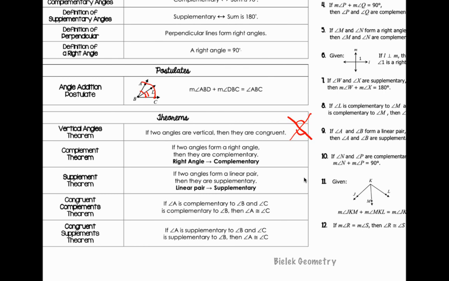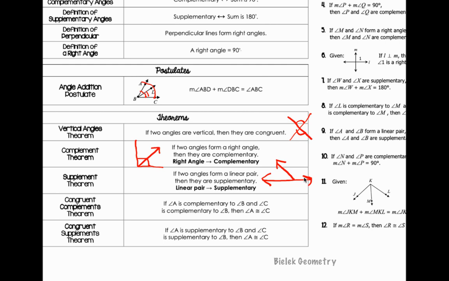Complement theorem. If two angles form a right angle, then they are complementary. So meaning they add up to 90. Supplement. If two angles form a linear pair, then they are supplementary. So just remember, if we have two angles like this, they add up to 180. And for the complement, if we have two angles like this, and we know the whole thing is 90, they add up to 90.